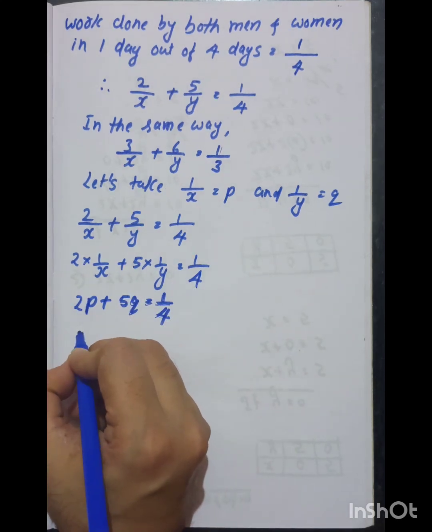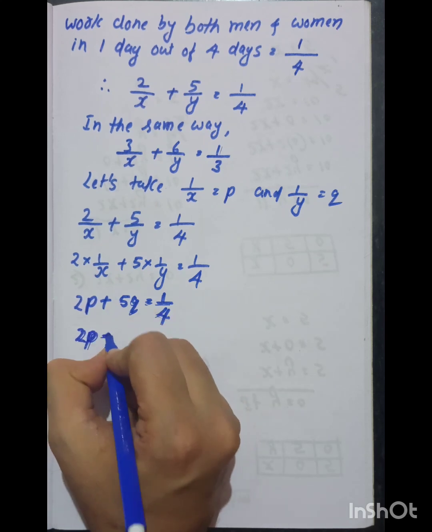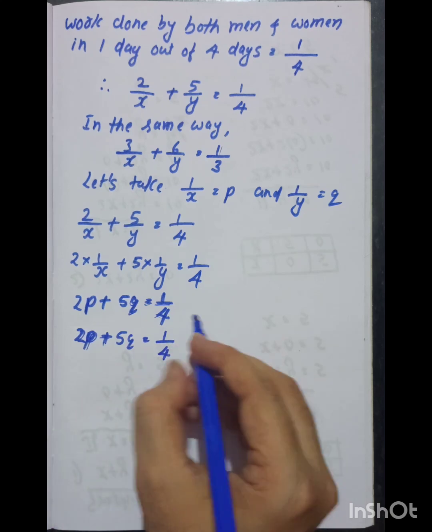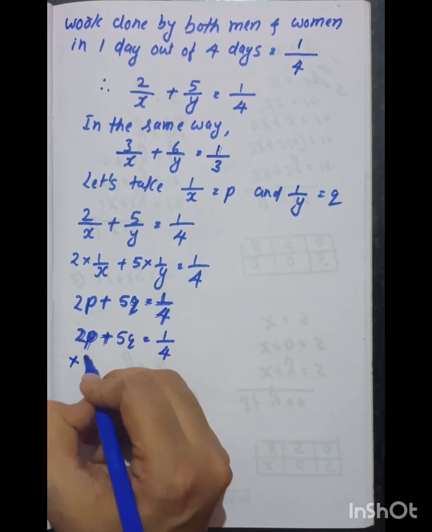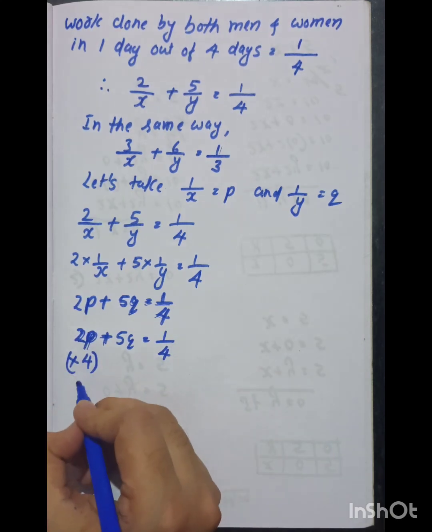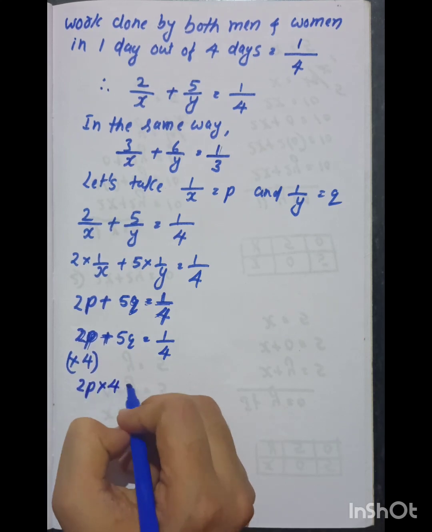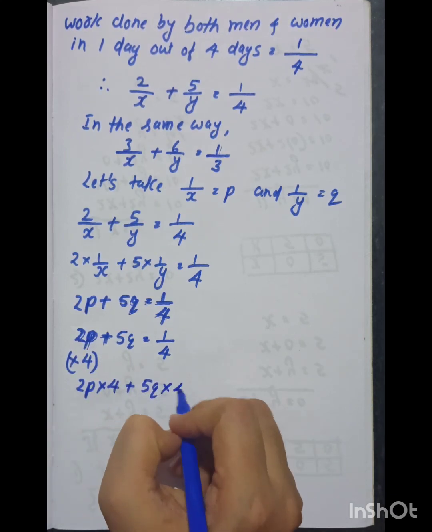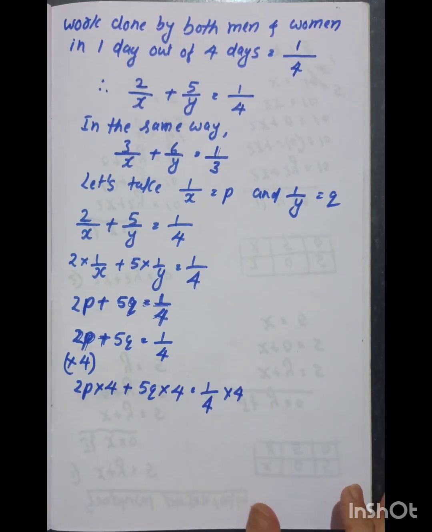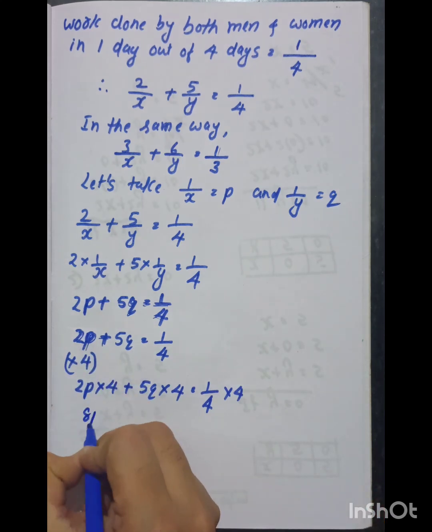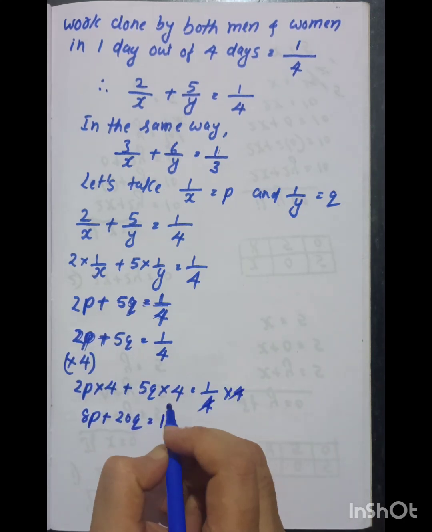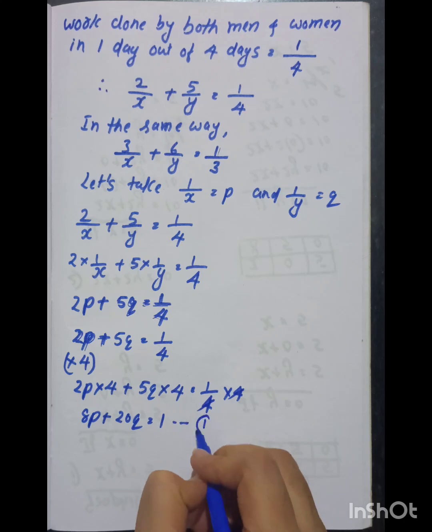Now we can do one thing, 2p plus 5q equals 1 by 4. Multiply the whole equation by 4 to remove this fraction. So I will write 2p into 4 plus 5q into 4 equals 1 by 4 into 4. Now 2 into 4, 8p plus 5 4s 20q, the 4s get cancelled, it is 1. Take it as equation 1.